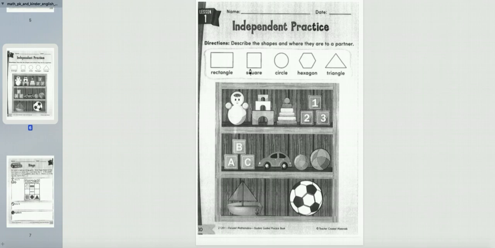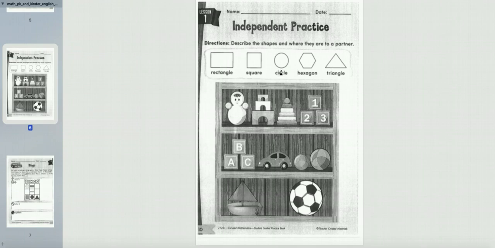The next shape is a square. Can you find a square? Yes. The number blocks and the letter blocks are squares. Can you describe the location of the letter blocks? Yes, the letter blocks are next to the car. The letter blocks are also above the boat.